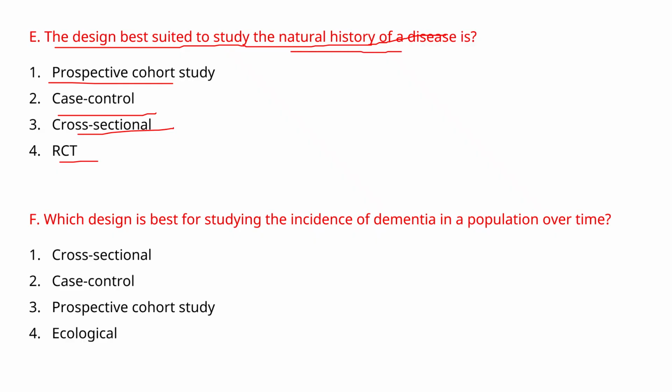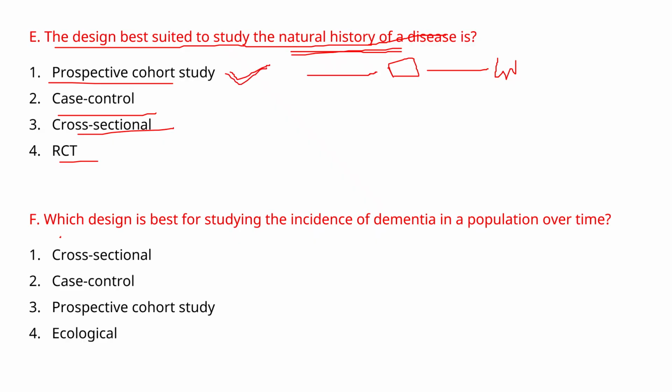So what is the natural history of a disease? Natural history of a disease means the development of a disease in a healthy participant or healthy person. Researchers will take a few participants who are healthy. They may develop a disease or phenotype in future. Hence, they will follow them, and finally, they will be able to find the natural development of the disease. So the right answer is prospective cohort study.